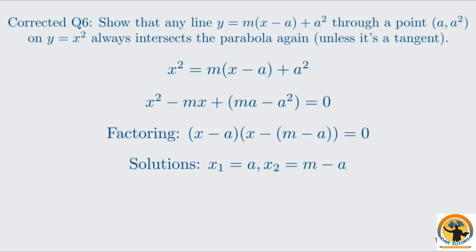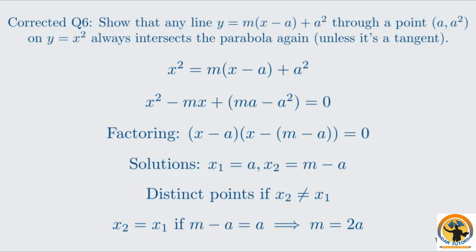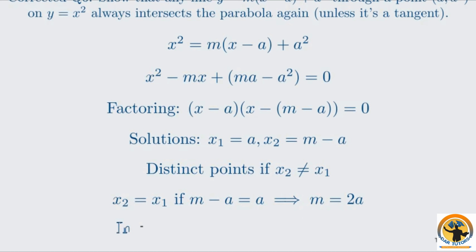The two intersection points are distinct unless x sub 2 equals x sub 1. This occurs when m minus a equals a, which means m equals 2a. In this special case, the two roots are identical, and the line is a tangent to the parabola at x equals a.